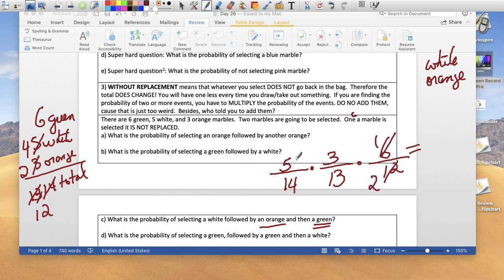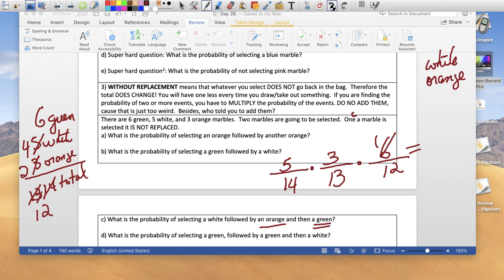Let me just simplify what I can. I think that's it. I can't simplify anything else. So on top, 5 times 3 times 1 is 15. At the bottom, 14 times 13 times 2 is 364. So chance of that happening is 15 out of 364. Very small chance. And that's it.